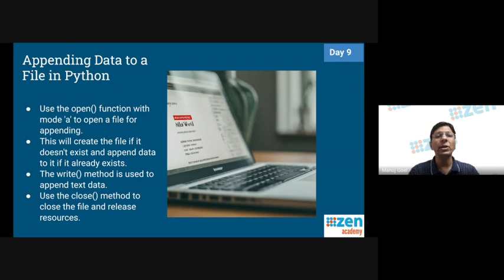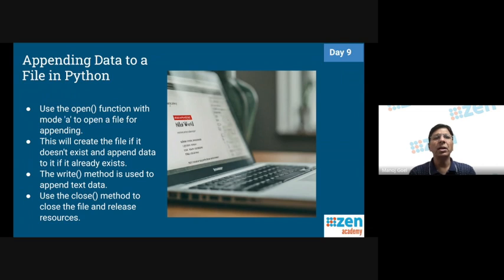But if you want to retain what you did in the last session, if you want to persist whatever is already in the file and just add new data to it, you must open the file in the A mode, A or append mode. Okay, so this will create a file if it doesn't exist, and append data to it if it already exists, right? And if it doesn't exist, it will be created, right?